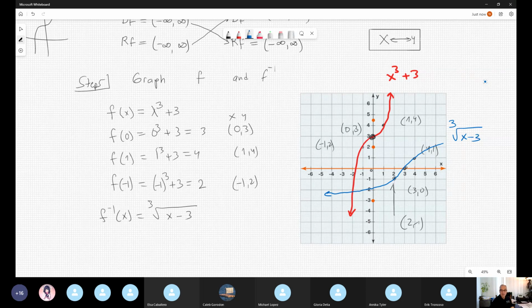And by the way, it's no coincidence, it's a fact that these graphs are symmetric with respect to the line y equal x, which is the identity function.